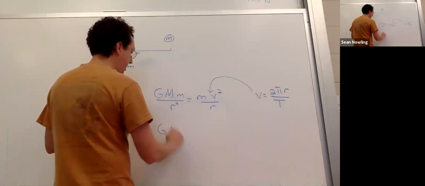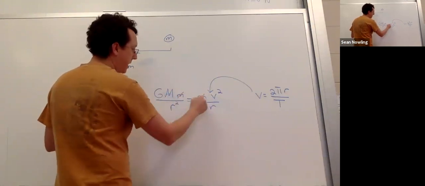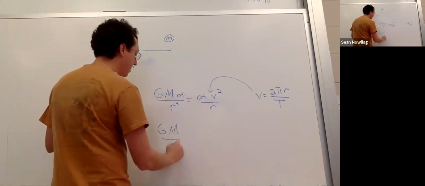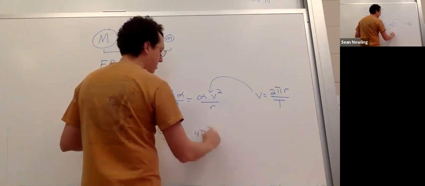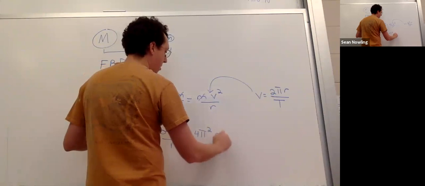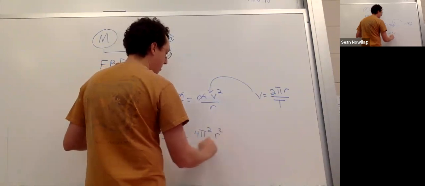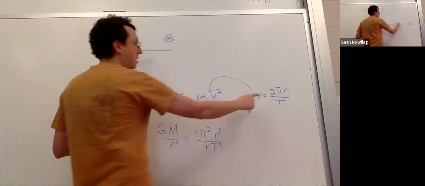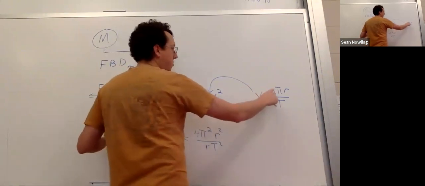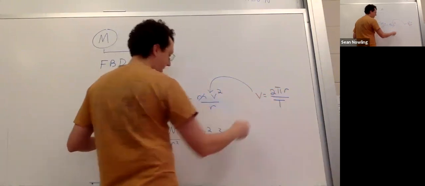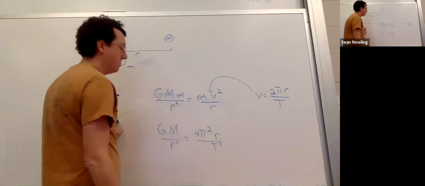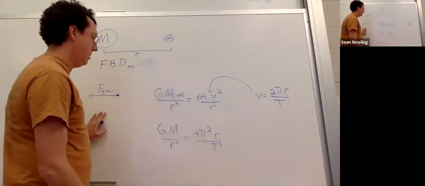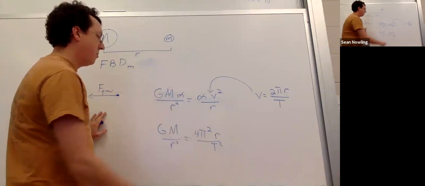I get G, big M, the little m's will cancel, so I won't even bother to write those, divided by the radius squared equals 4 pi squared r squared over the period squared. Remember, if you have velocity squared, you have to square 2 and pi and r and T. So to square that, that's why I get 4 pi squared. I'm going to go ahead and clean this up a bit, cancel some stuff out, and I'm going to just arrange this.